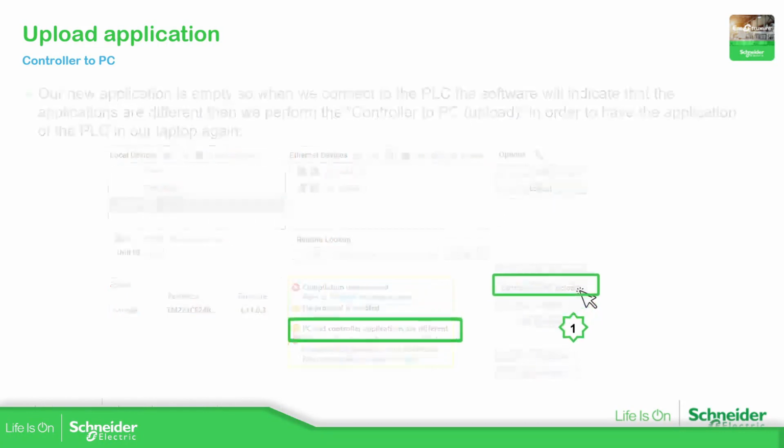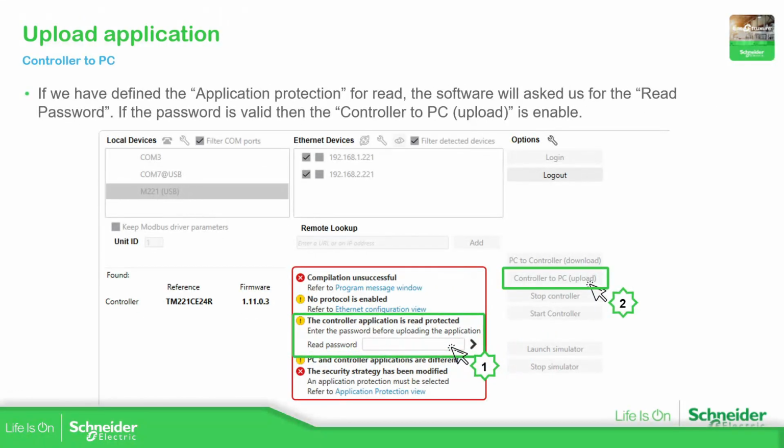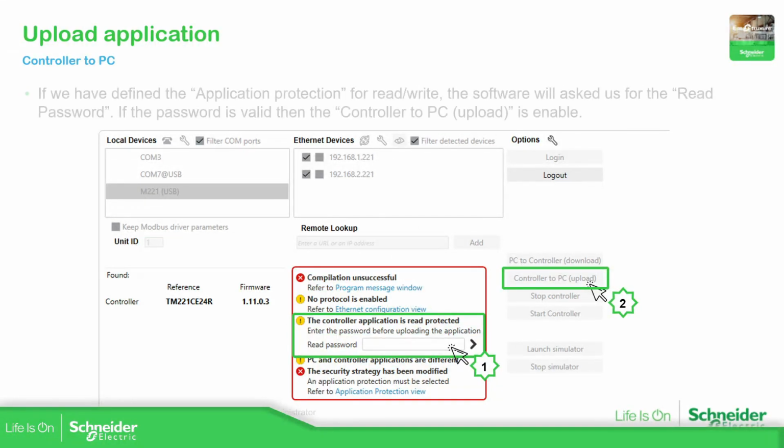If the PLC has application protection, for example for reading or writing, the software will ask us to introduce the read password in order to read the program. Otherwise, we shouldn't be able to upload from the controller to the PC.